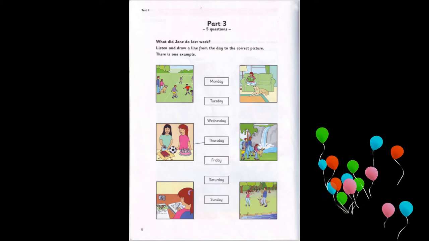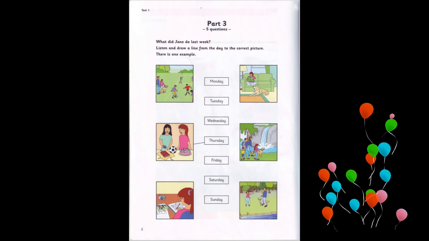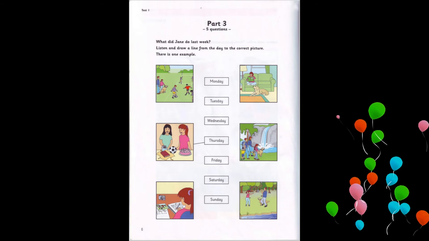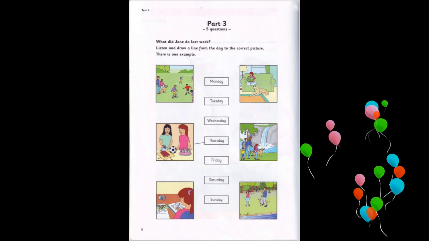5. And what did you do on Wednesday? We all went to the park. To watch another soccer game? No. We played with our ball. And did you take the dog with you? Oh, yes.